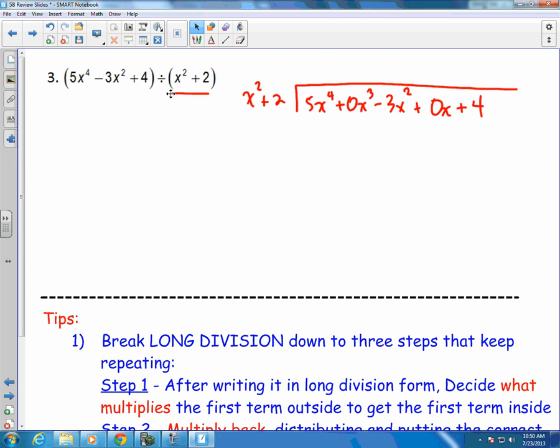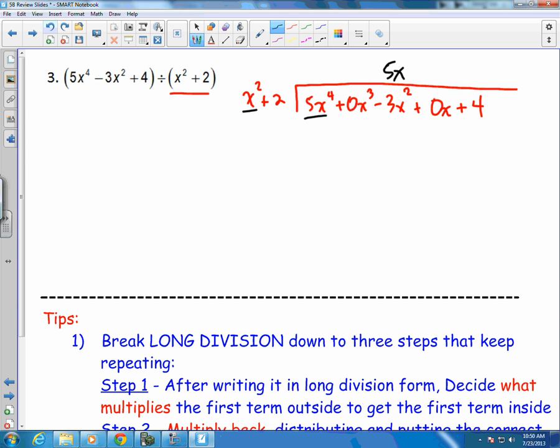So now step one says, what multiplies times the first number here to get that number? The answer to that is 5x to the second. If that's hard for you, 5x to the second times x to the second gives me 5x to the fourth. If that's difficult, take some time and think about it, and make sure you know how to do that. And the next thing I do is put it in the correct column. A lot of times students will make the mistake of putting 5x to the second right here. That's not the x to the second column. Be very careful as far as where you put this.